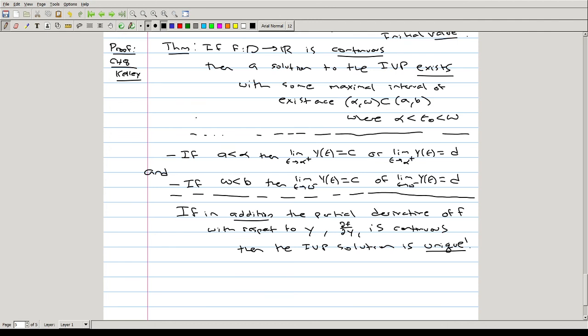And some good examples applying this theorem can be found in the Kelly book. So I recommend looking in the Kelly book at example 1.4 and example 1.5. Example 1.4 shows an example where the partial derivative of f with respect to the dependent variable is not continuous, and therefore the solution is not necessarily unique from this theorem. Example 1.5 gives a slightly more complicated equation, but that does have a continuous partial derivative df dy. So in example 1.5, this theorem tells us that a solution exists and it's unique.